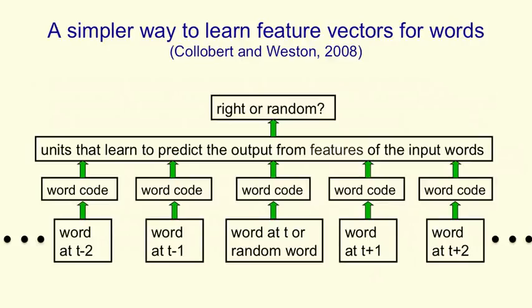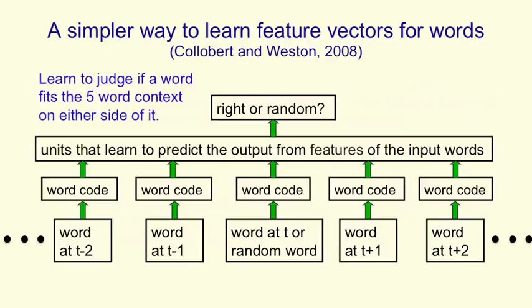So they look at a window of 11 words, 5 in the past and 5 in the future, and in the middle of that window they put either the correct word, the one that actually occurred in the text, or a random word. And then they train a neural net to produce an output that's high if it's the correct word and low if it's a random word. The neural net works the same way as before. We map the individual words to feature vectors, these word codes, and then we use the feature vectors in the neural net, possibly with more layers, to try and predict whether this is the right or wrong word for that context.